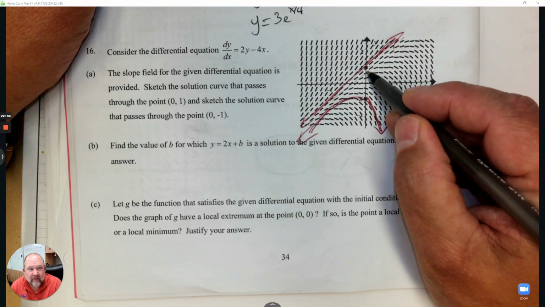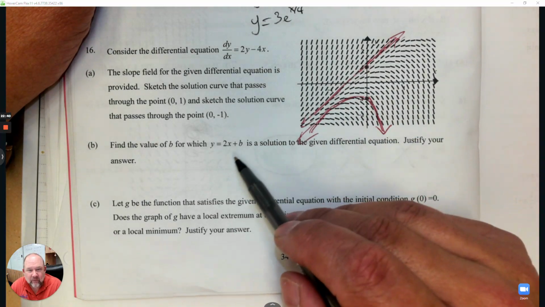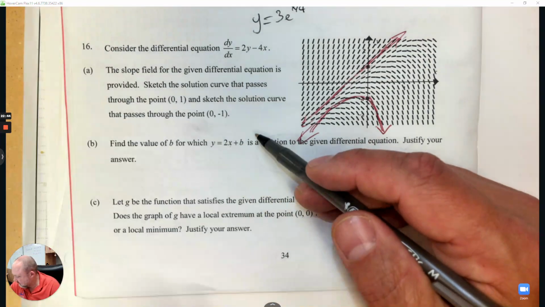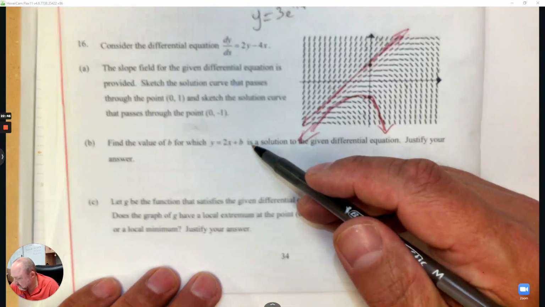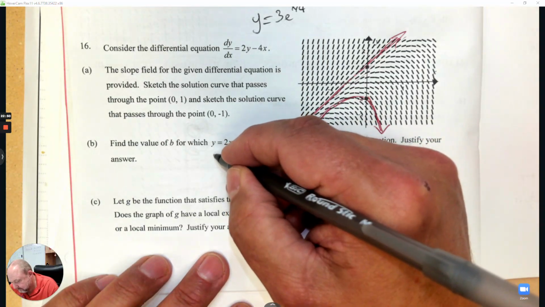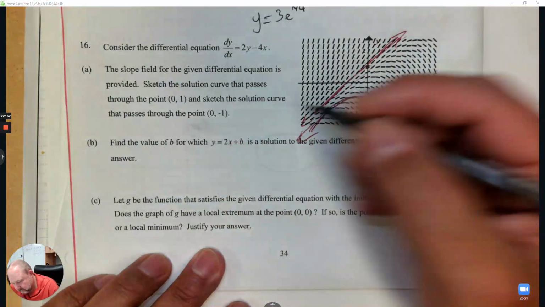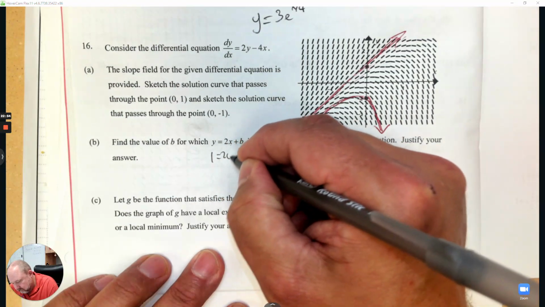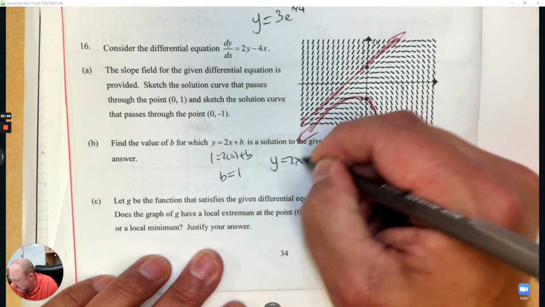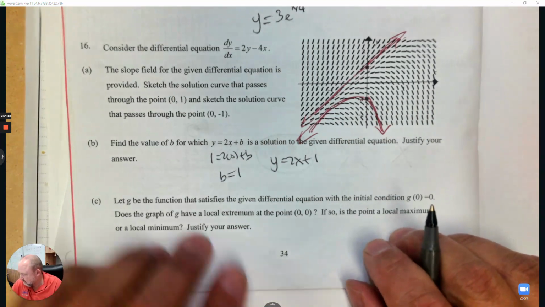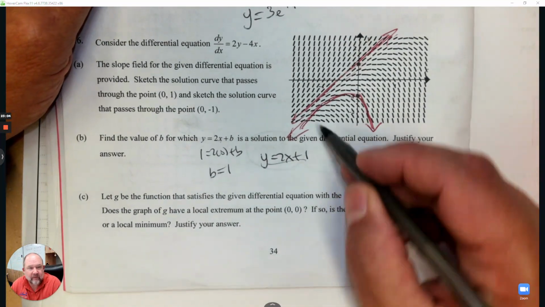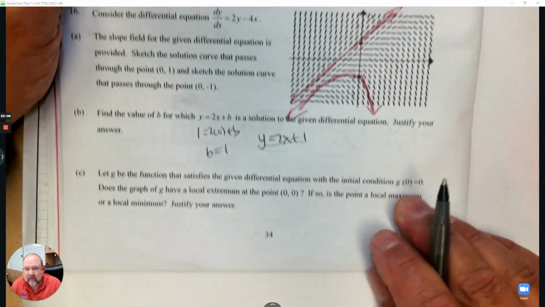here's 0, 1. If I plug in 0 for x and 1 for y, you get b is equal to 1. So it's just y equals 2x plus 1. And that is this line that's right here.